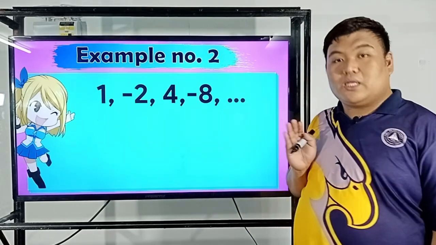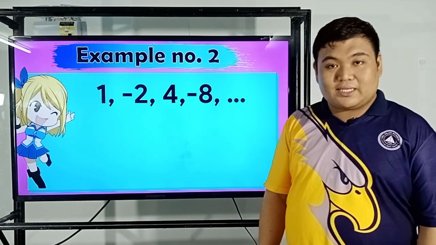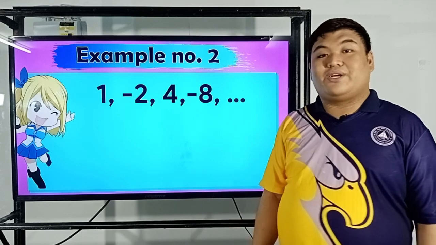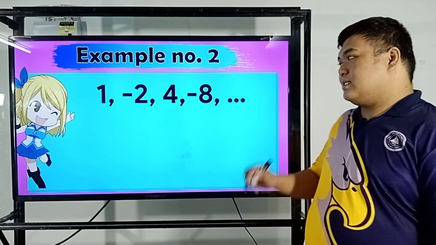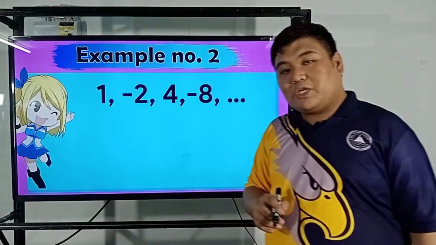Positive, negative, and so on. So that is one of the characteristics ng geometric sequence. Pwede po kay geometric sequence na mag-alternate ang signs. Now, let us check for the common ratio. O, ano yung magiging common ratio niyan?